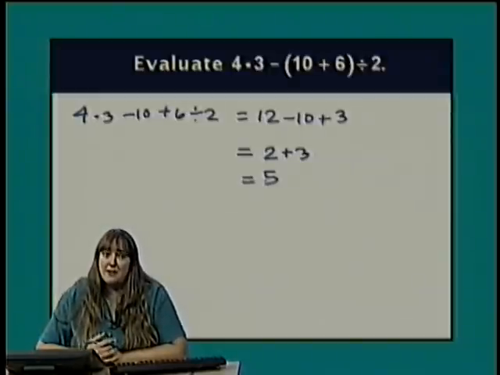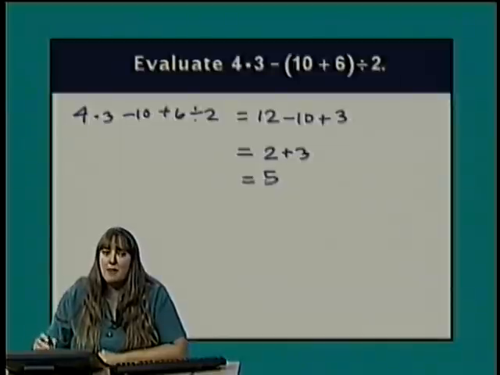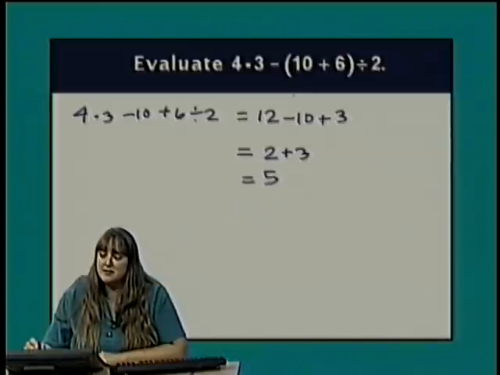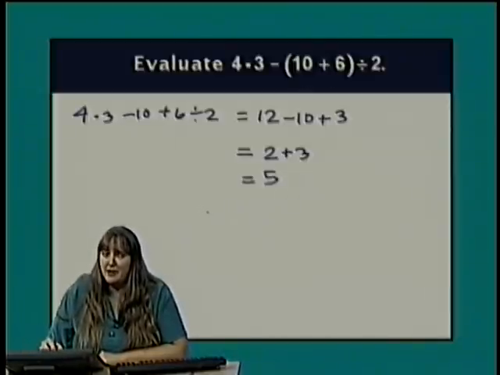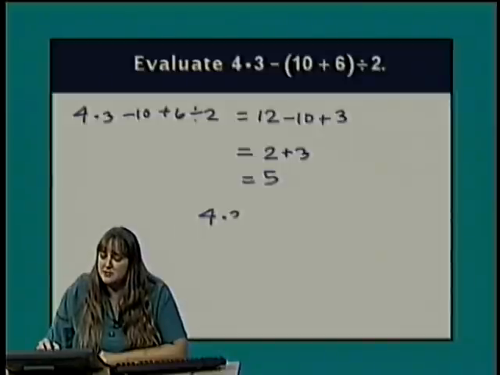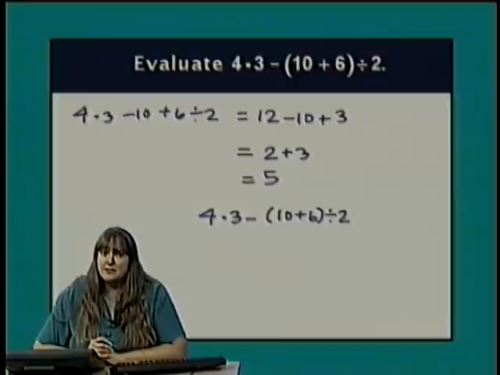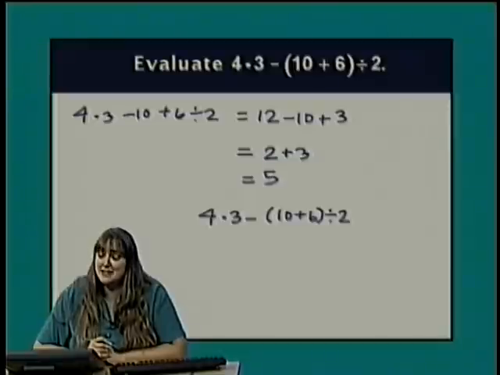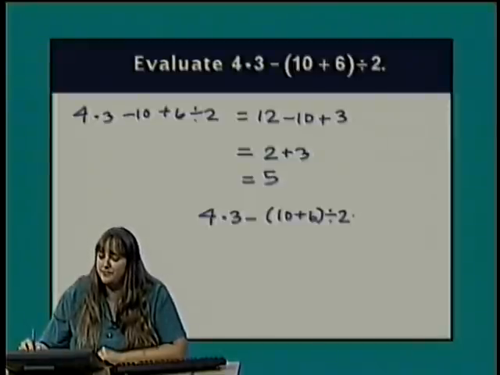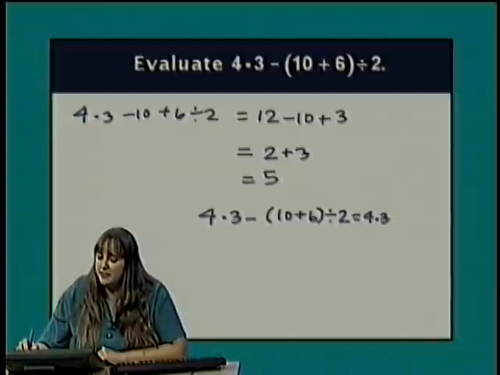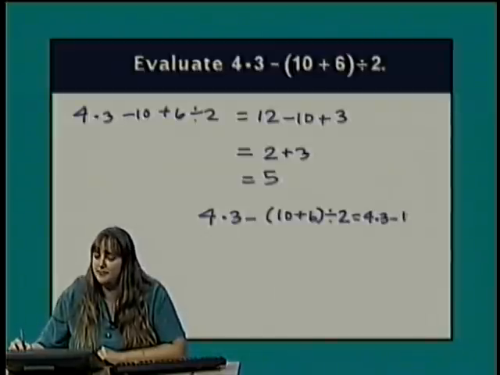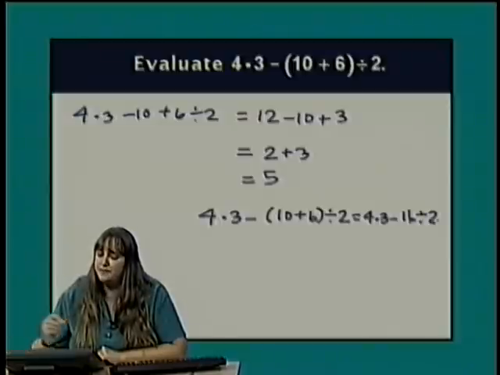Now I want to look at a very similar problem to the one we just did. If we compare the problem that we just worked through to what I'm going to evaluate now, all that I've done is put parentheses around the 10 plus 6. So this time I'm evaluating 4 times 3 minus the quantity 10 plus 6 divided by 2. Grouping symbols change the order of operations. Now we need to start by simplifying what's in the grouping symbols. That means I need to add the 10 and 6 as my first step. So I have 4 times 3 minus 10 plus 6 is 16 divided by 2.